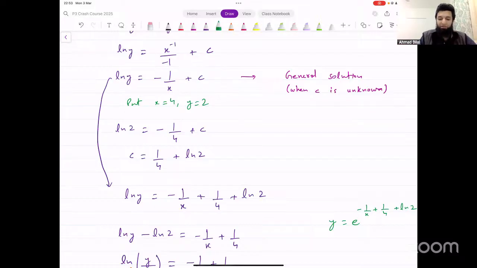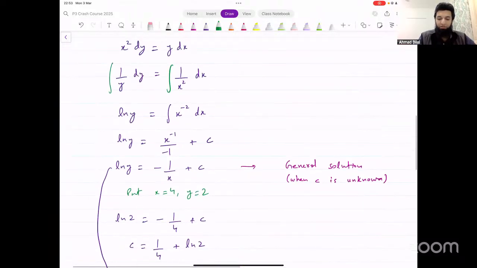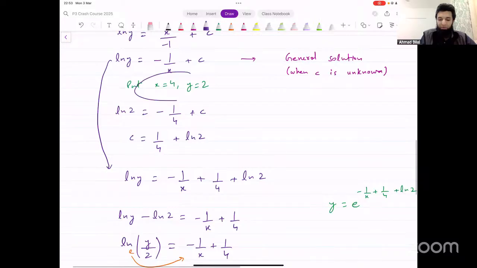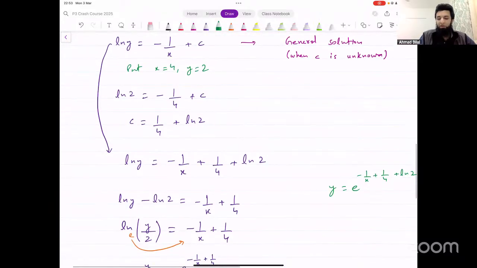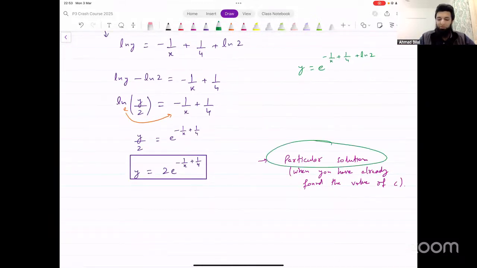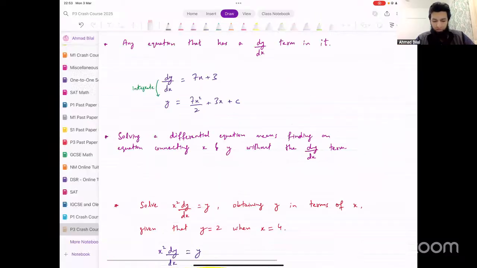That's the general solution. When you find the value of c using the given information in the question, for example, in this case, they gave us that y is equal to 2 when x is equal to 4, you input those values of x and y in that equation to find the value of c. Once you have found the value of c, the final result that you get is called a particular solution. So the general solution is where the value of c is unknown. A particular solution is when you have found the value of c. That's how you solve a differential equation.